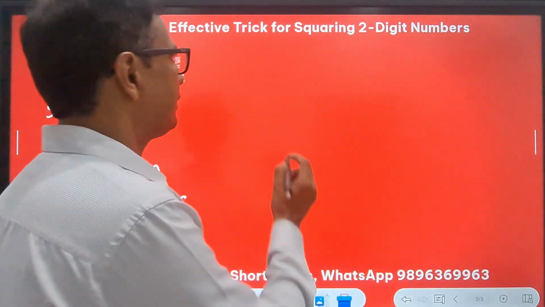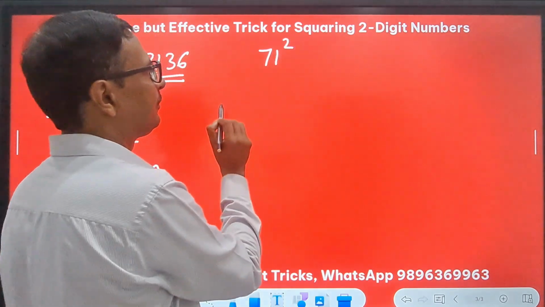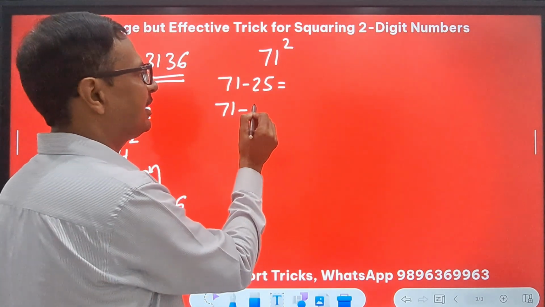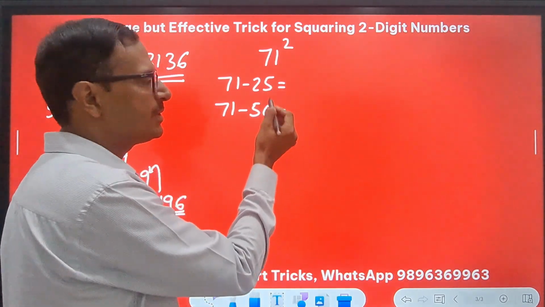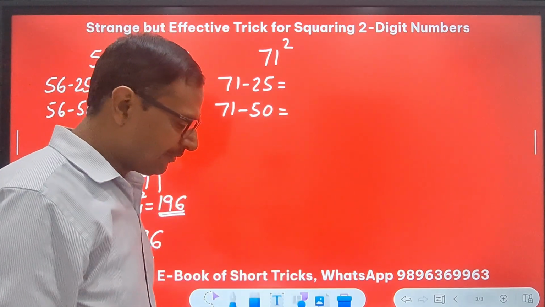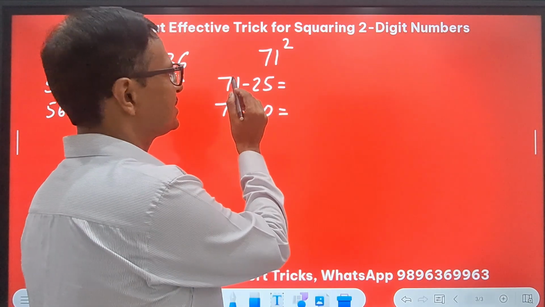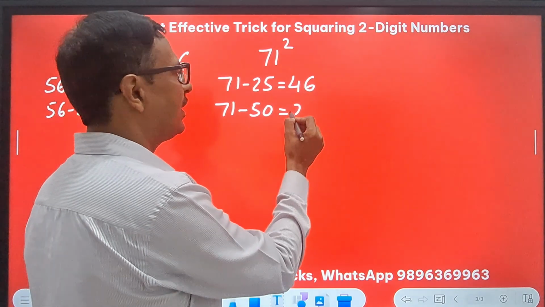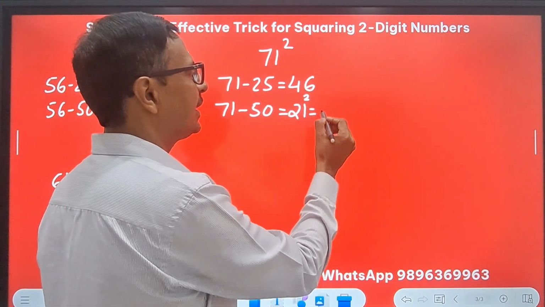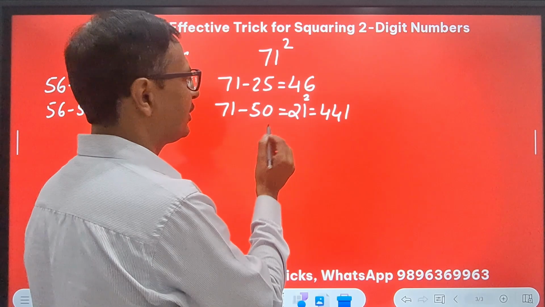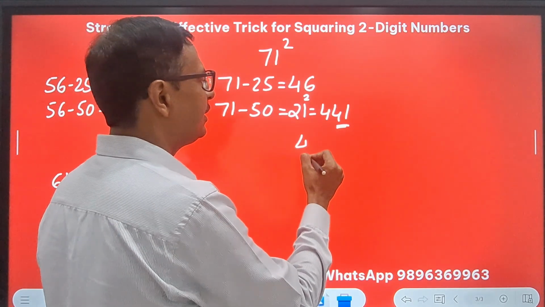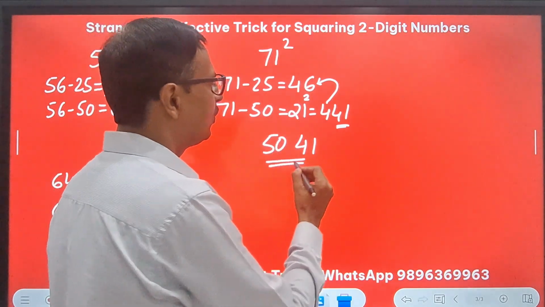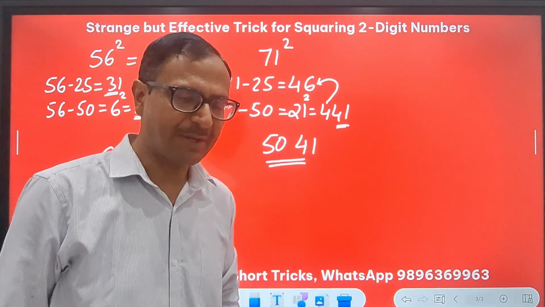So what about some more examples? 71 square. So first thing is 71 minus 25. Second thing is 71 minus 50. Now these are the two numbers which you have to get initially. Now if I subtract 25 from 71, it's 46, right? And if I subtract 50, you have 21, and you should know 21 square is 441. Now what is the answer? 41 retained and 4 added to 46 gives me 50. So 5041 is the square of 71.